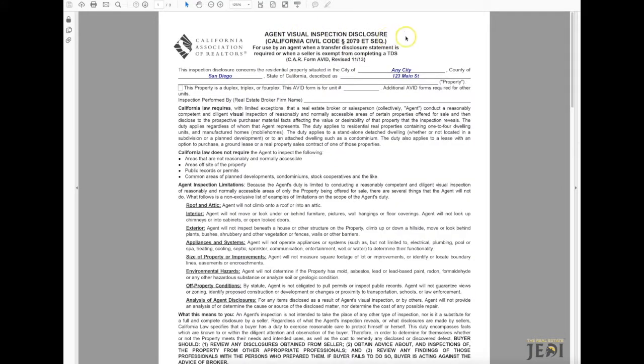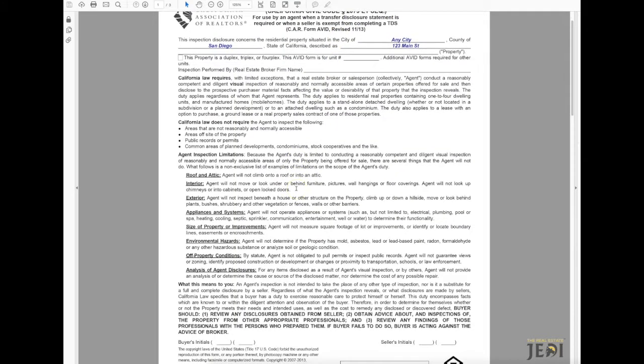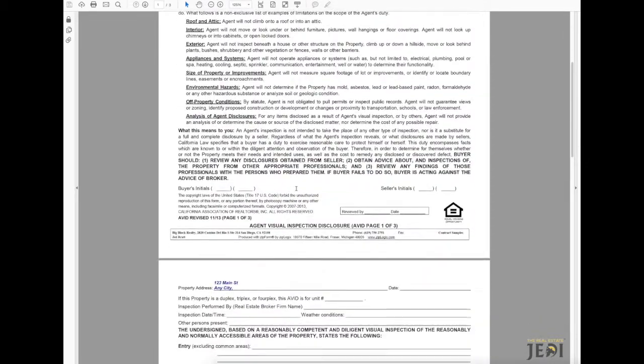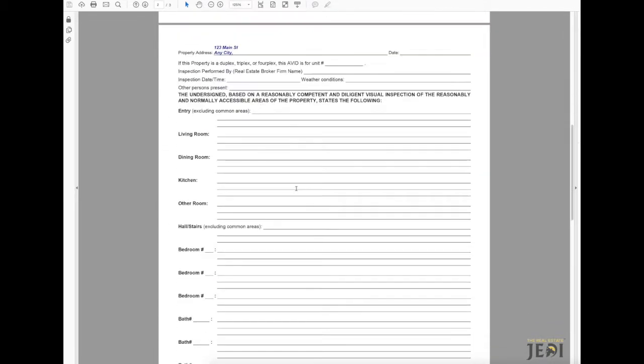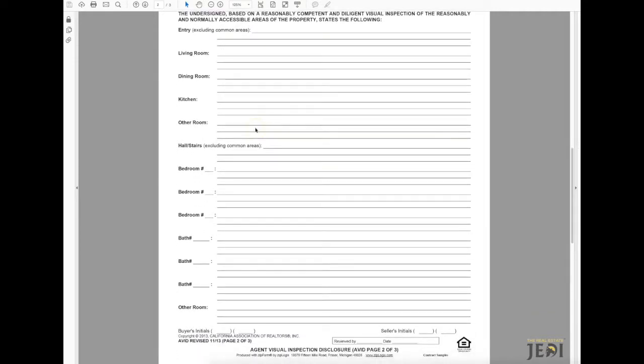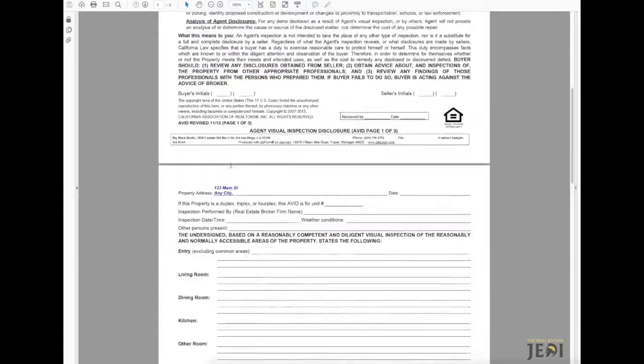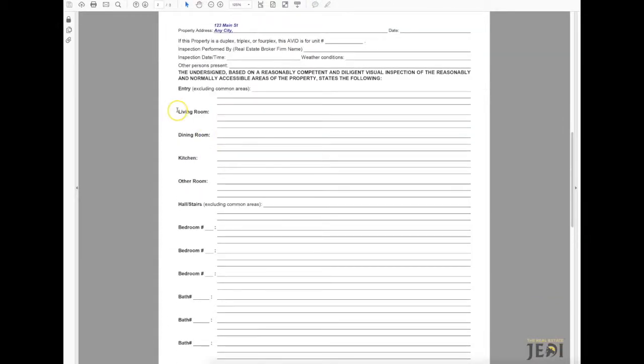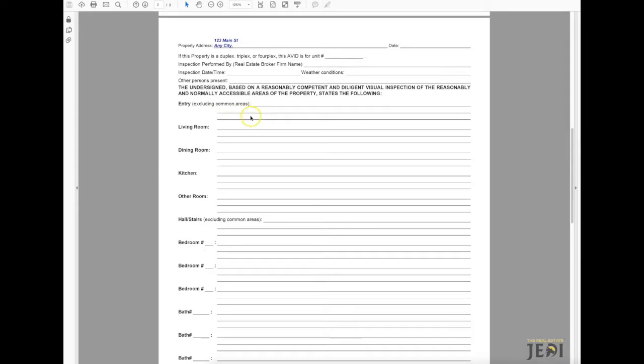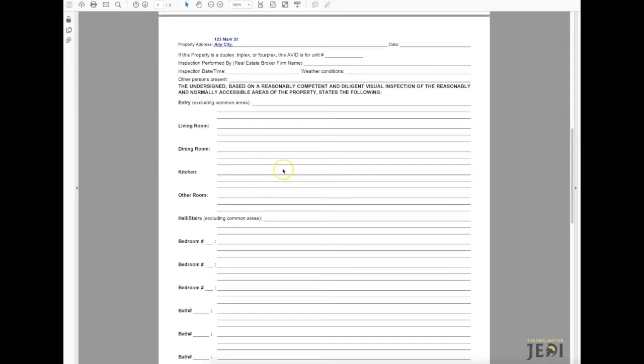Now, the agent visual inspection disclosure, this is not completed by you as the seller. It is completed by your agent or one of your broker's agents, and this is essentially just the agent going through the property, making sure they are annotating anything physically, visually, any issues with the property. So mostly physical, visual issues.